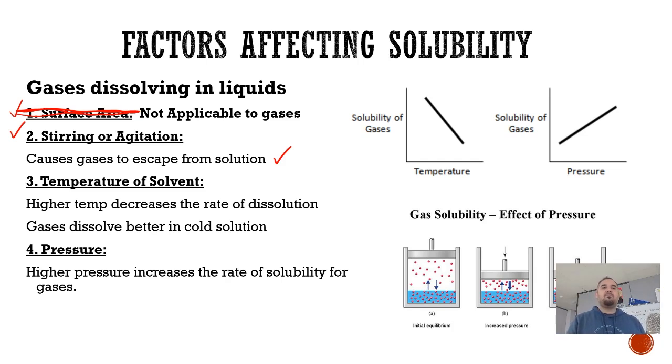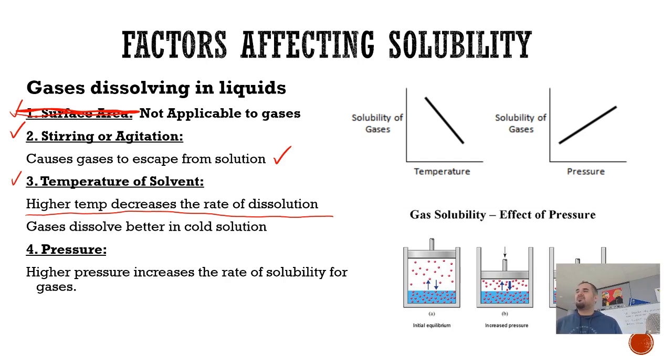Next one is going to be the temperature of the solvent. If you want more gas to dissolve into a liquid, you want the temperature to be low. So higher temperature decreases the rate of dissolution, which means hot water is not going to be as good at holding gases as cold water.